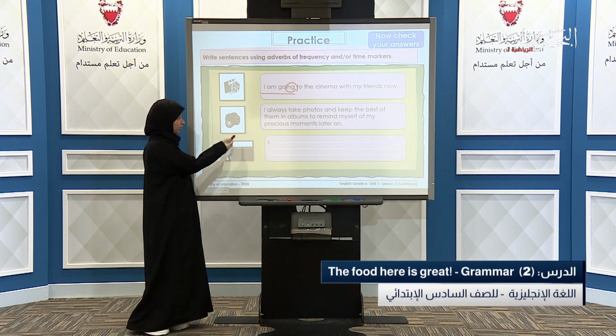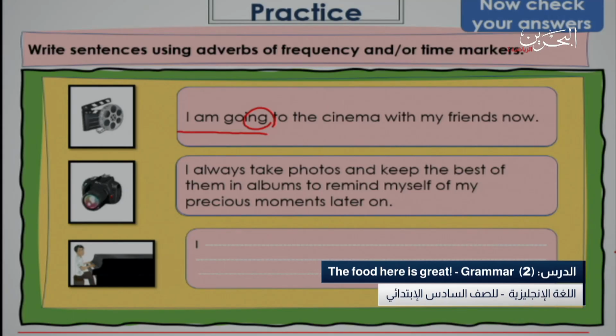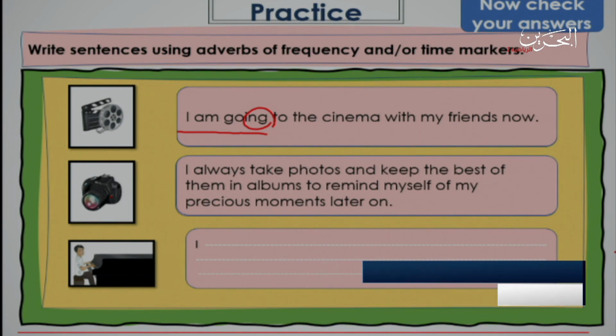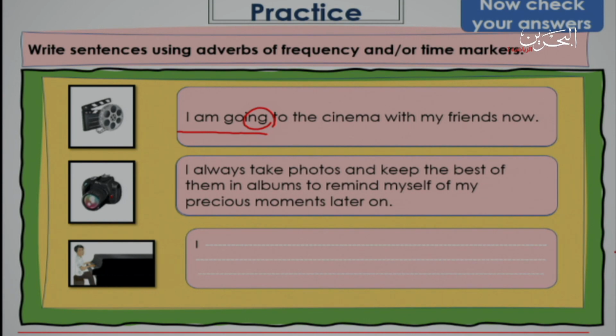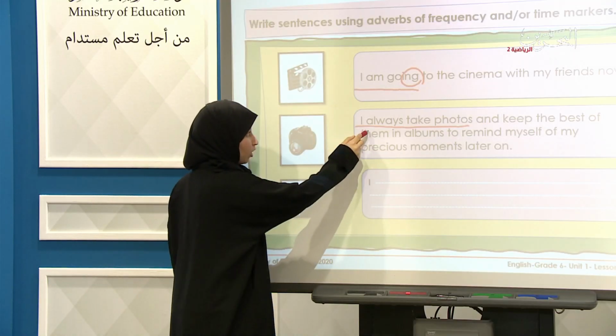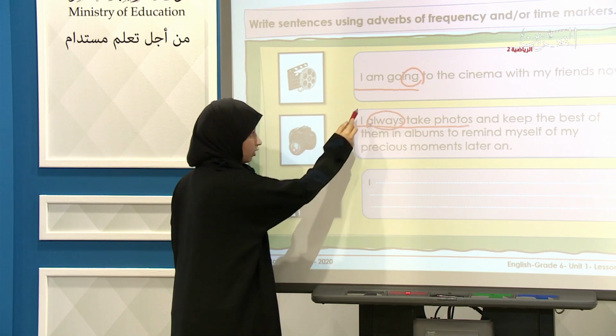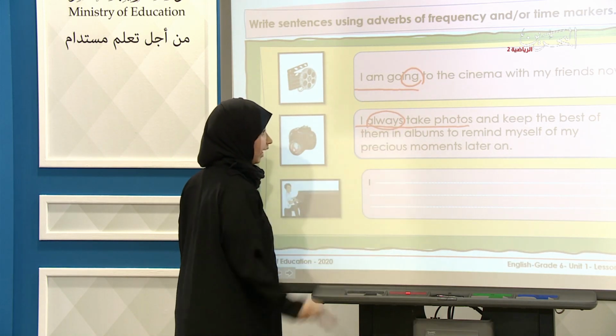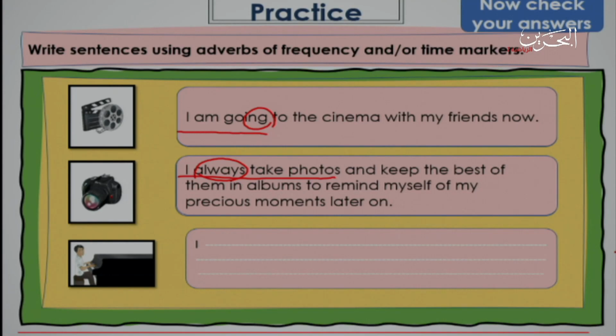Let's go to the second picture. Here is a suggested answer. I always take photos and keep the best of them in albums to remind myself of my precious moments later on. I always take photos. This is the present simple tense. Why? Because we have got the adverb of frequency, always, and I doesn't take any s in the verb. That's right.